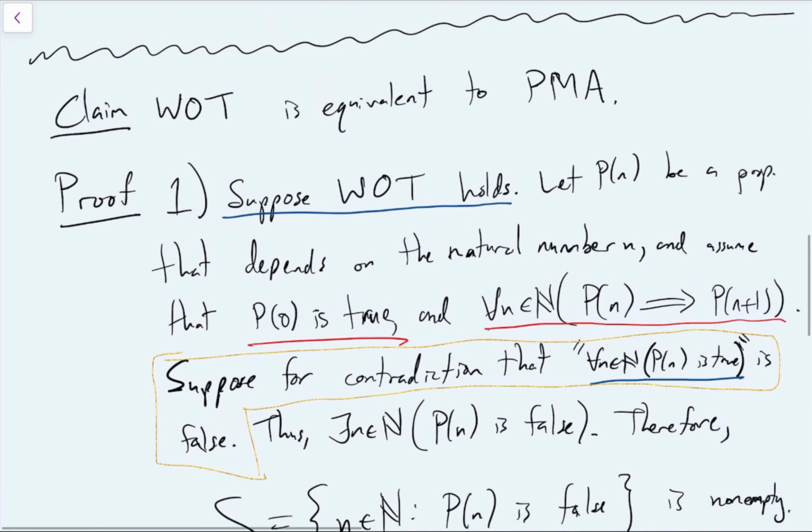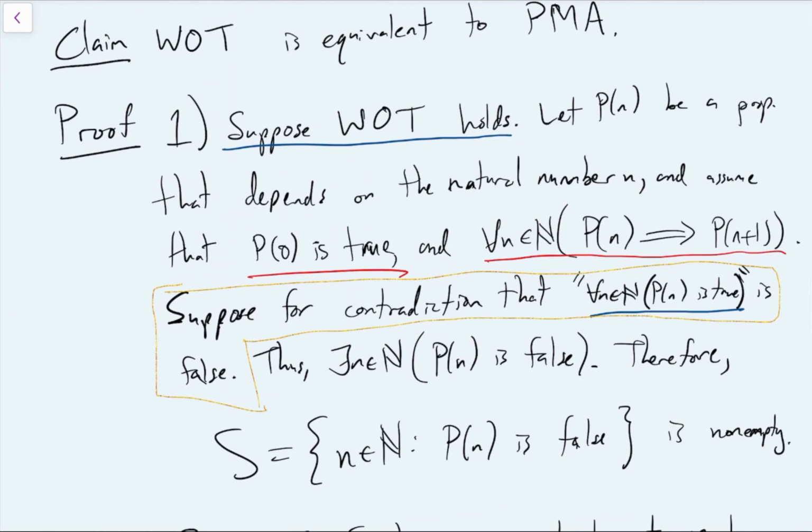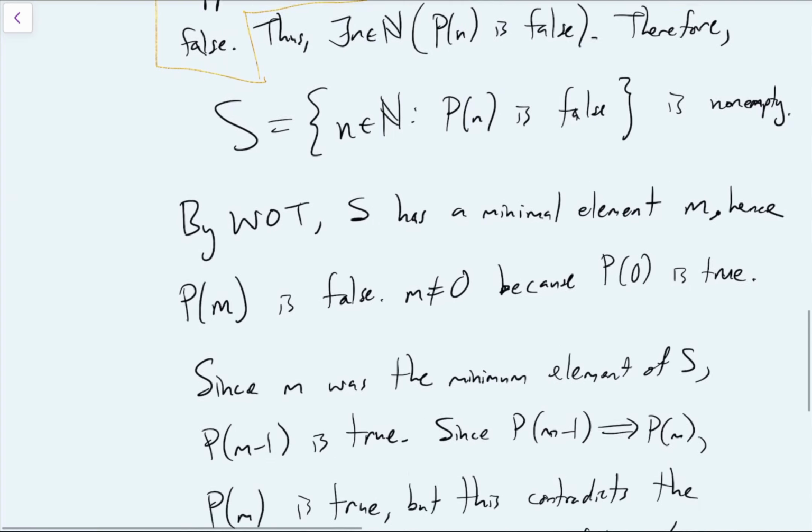We were trying to prove that the principle of mathematical induction holds in this case, so we started with the proposition p of n, we assumed that p of 0 is true, and we assumed that whenever p of n was true, then p of n plus 1 is true. And from that, we used this argument to deduce that for all natural numbers n, p of n is true. Alright, so that was the proof that the Well-Ordering theorem implies the principle of mathematical induction. Let's do the other direction.